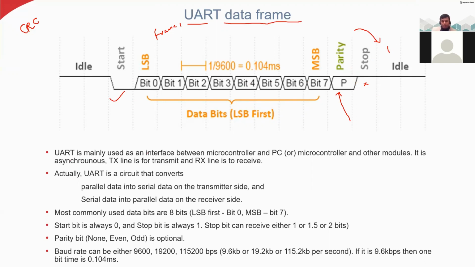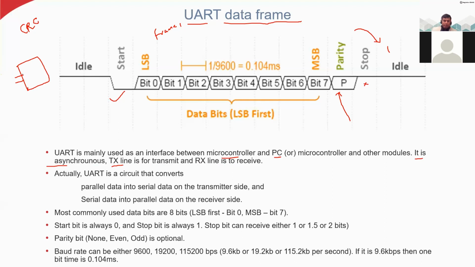So UART is mainly used as an interface between a microcontroller and a PC, or a microcontroller and other modules, to transfer data. It's asynchronous. The TX line means there is a transmitter line, used for transmitting the data, and the RX line is to receive the data. So in any microcontroller, when you set up a transmitter, you must also set up the receiver.